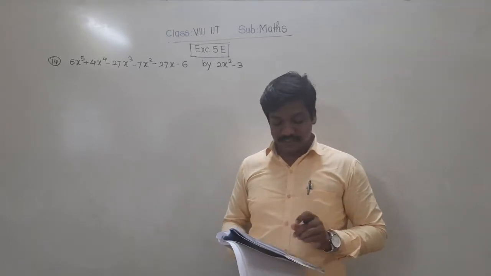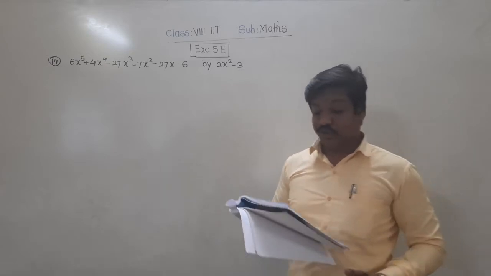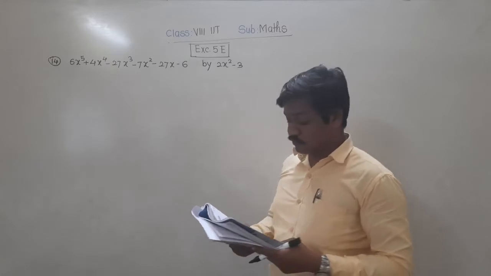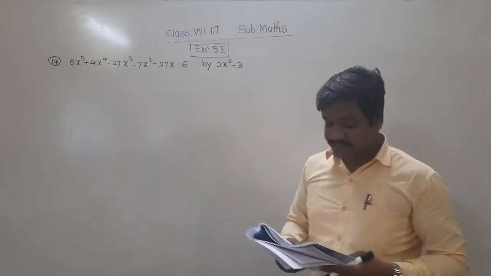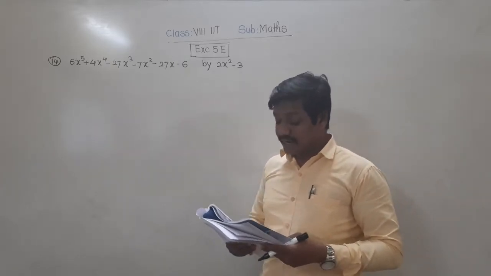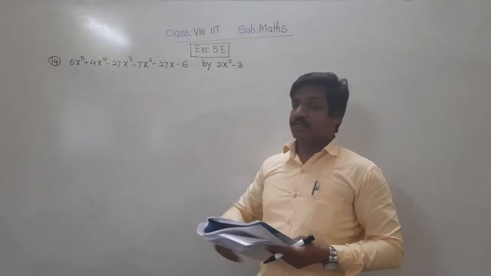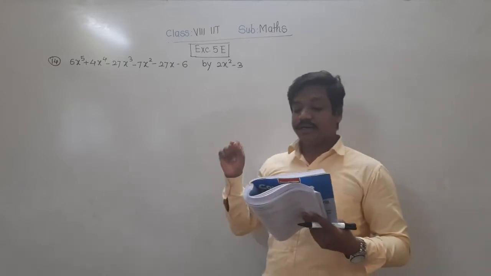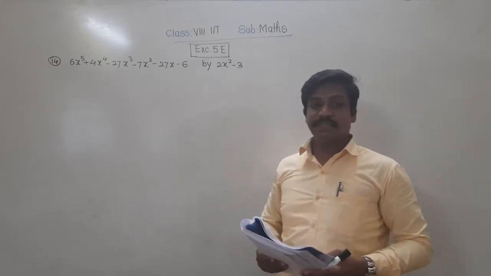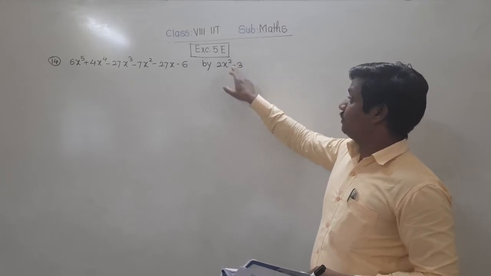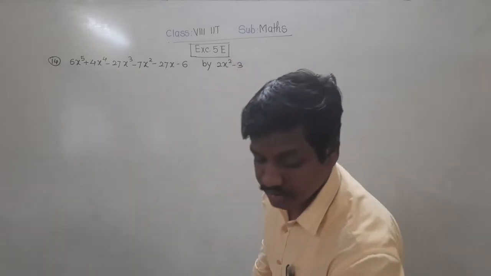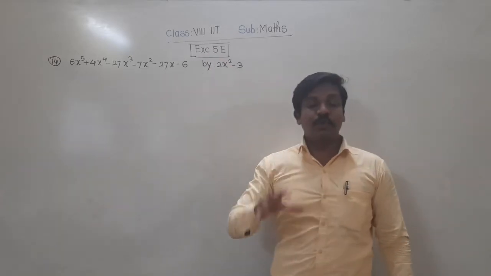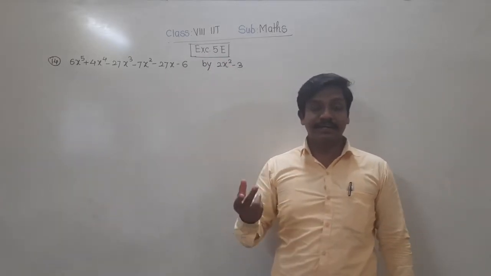Example number 14: what should be added to 6x raised to 5 plus 4x raised to 4 minus 27x cube minus 7x square minus 27x minus 6, so that the resulting polynomial is exactly divisible by 2x square minus 3? Okay. Have you understood the question? This type of question we have solved in the case of whole numbers also. What should be added or subtracted?